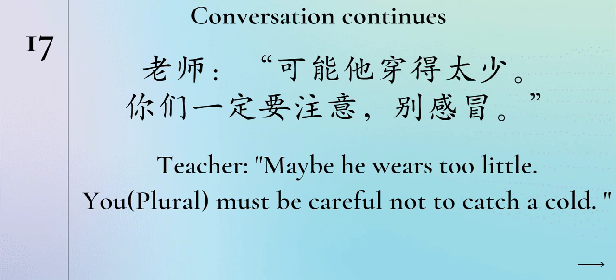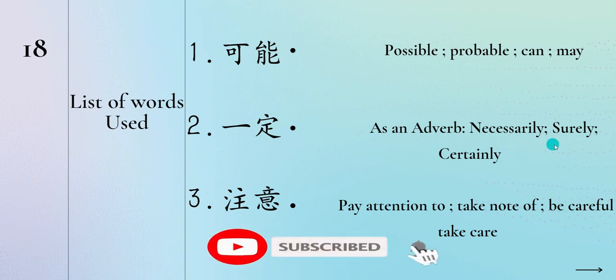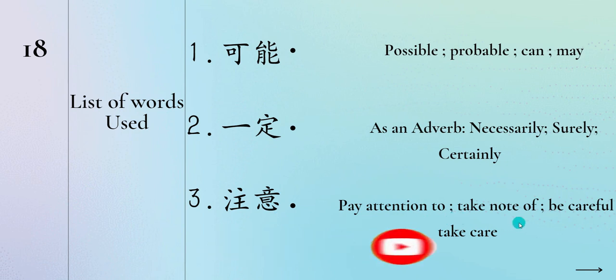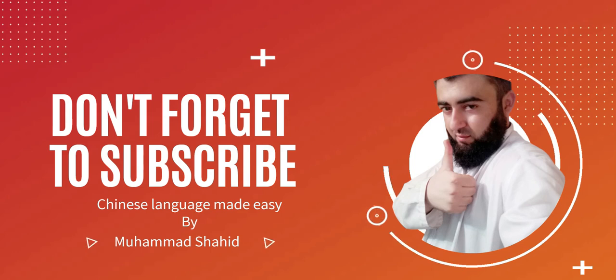Okay, so I'm going to have a list of these words: 可能 possible, probable, can, may, possibly. 一定 as an adverb means necessarily, surely, certainly. 注意 pay attention to, take note of, be careful, take care. So these are the words. So this is all about today's lecture.